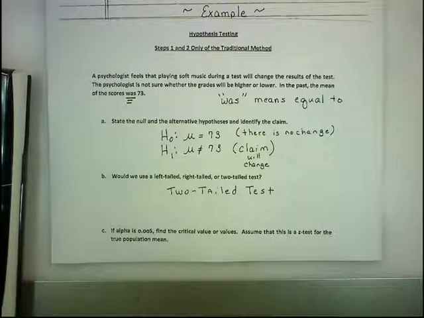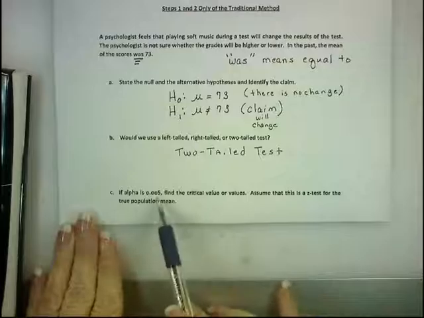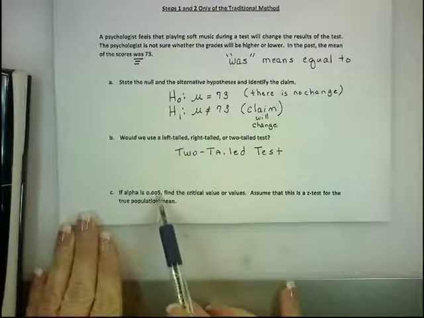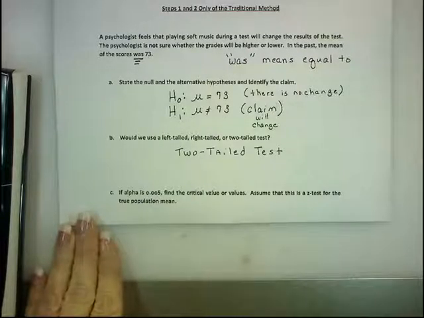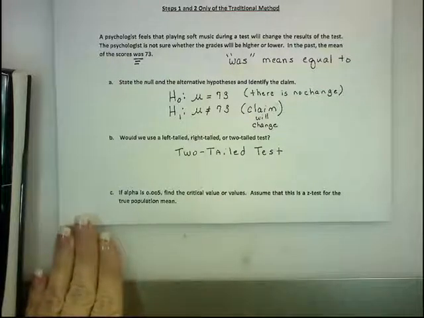And if we say that it's a two-tailed Z-test and we know that alpha is 0.005, find the critical value or values. There will be 2 critical values, a positive and a negative, from the Z-table for this Z-test for true population mean.